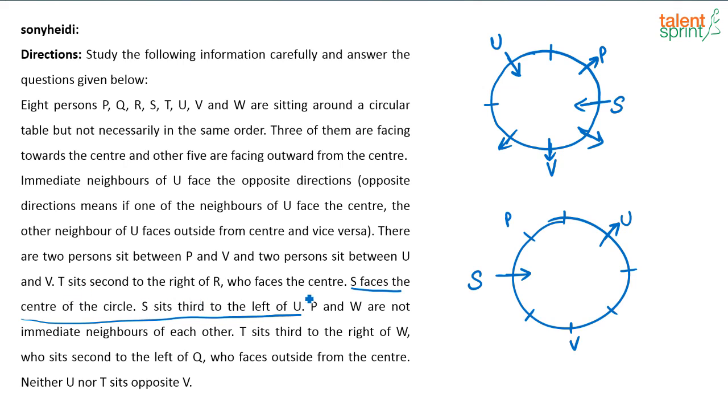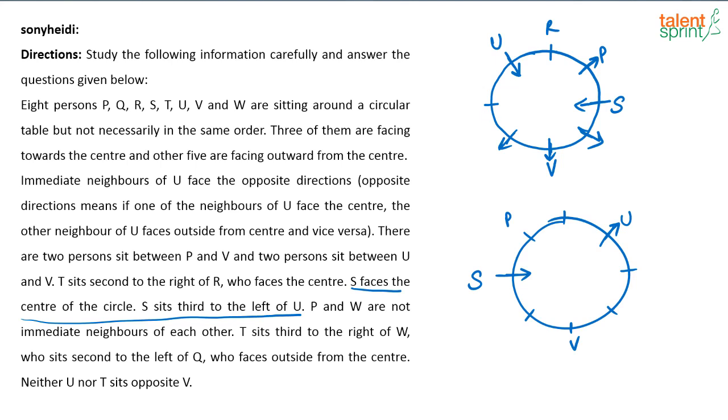T sits second to the right of R who faces the center. So if this is your case, now if this is R, because we know, R has to be, in this case there are 3 people who are facing center, 1, 2, the third person has to come here or here.